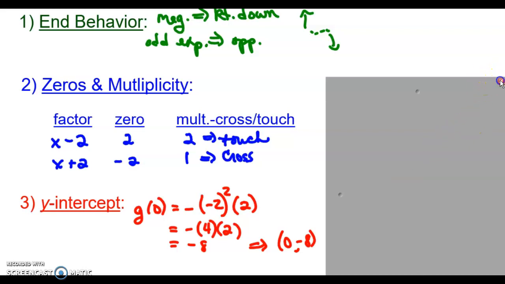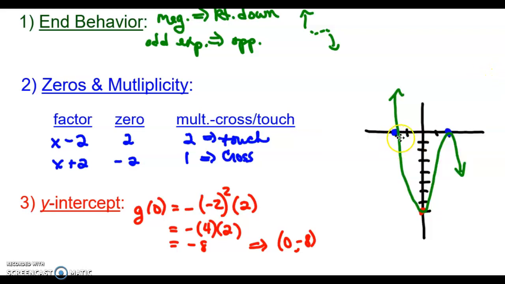All right, so let's put this together. At -2, we have a 0, and at +2, we have a 0. At the -2, we had odd multiplicity, so I crossed through there, but at the +2, I bounce, so I go up and touch it and come back down. And I went ahead and I made my scale on my y-axis so that I could show the y-intercept this time as well.